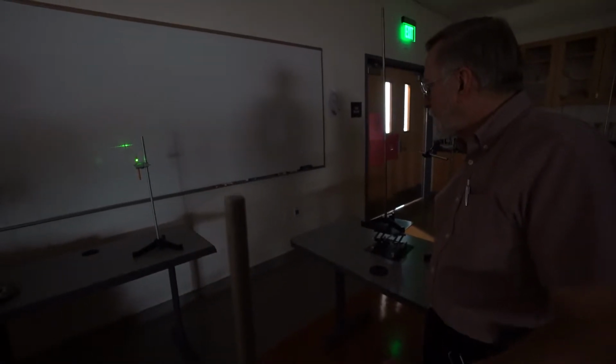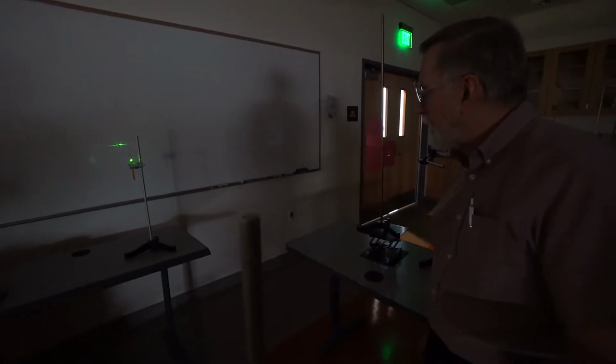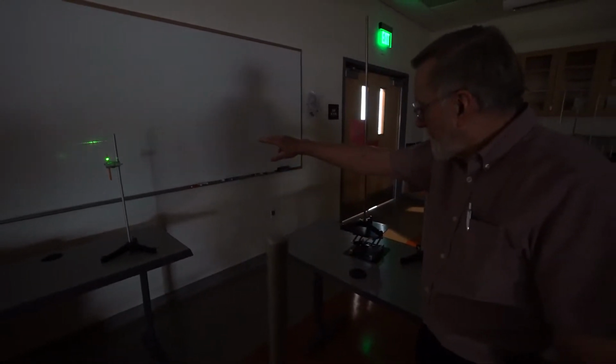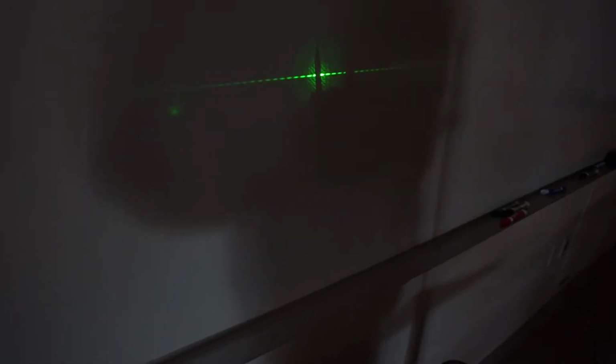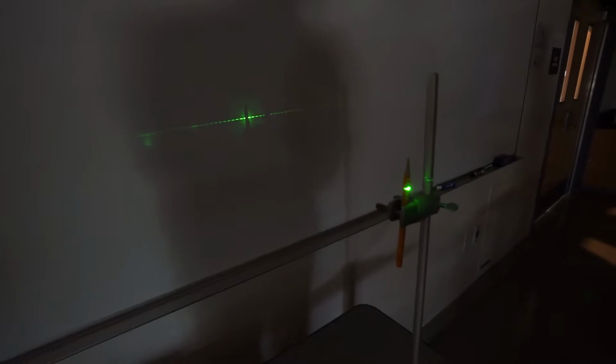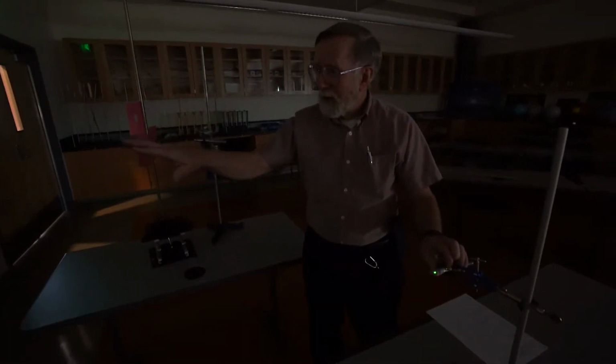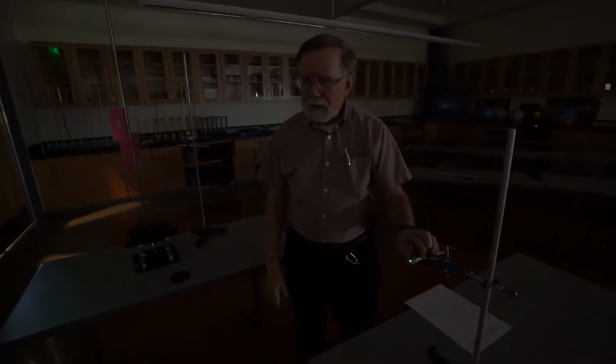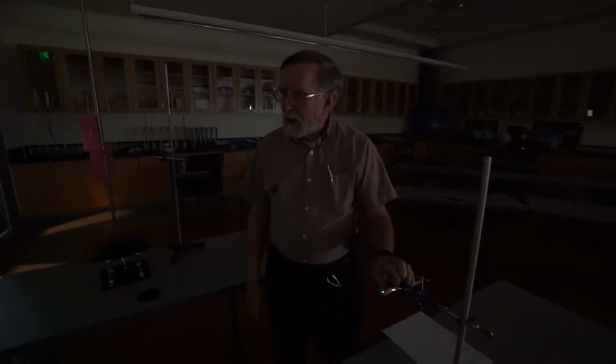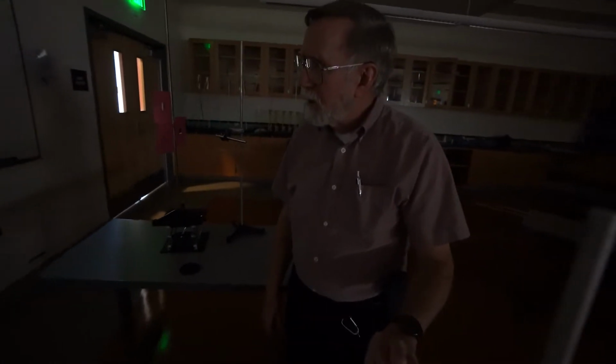My hair has a certain thickness, and it's the thickness of the slit or the hair that determines the spacing between the dots, the diffraction pattern dots. So what would happen if instead of a hair, we use something thicker? Something thicker should make a pattern that's not as far spread out as the human hair. So now we're going to bring in something a little bit thicker, a wire, and see what its pattern looks like.